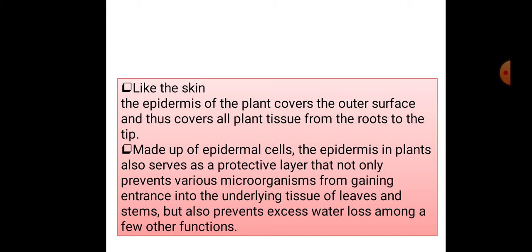Like the skin of animals, the epidermis of the plant covers the outer surface and thus covers all plant tissues from the roots to the tip. Made up of epidermal cells, the epidermis also serves as a protective layer that not only prevents various microorganisms from gaining entrance into the underlying tissue of leaves and stems, but also prevents excessive water loss, among a few other functions. They check transpiration and they also allow transpiration.